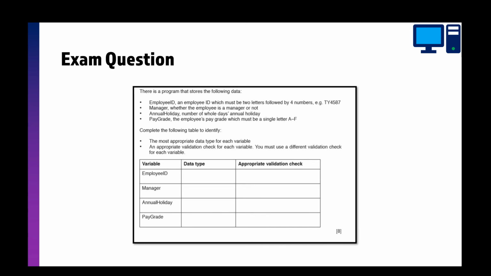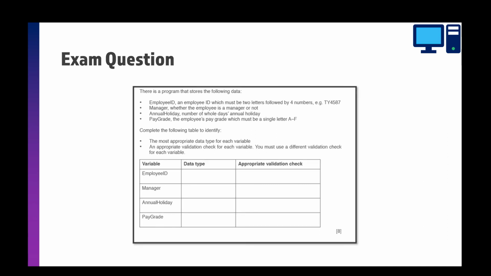So an example question you might have. This is for paper 2, remember. There is a program that stores data. We've got an employee ID, which is 2 letters followed by 4 numbers. Manager, whether the employee is a manager or not, so 2 options there. You've got annual holiday, number of whole days, and pay grade, which is the employee's pay grade, which must be a single letter A to F. For this table, you've got to fill in the correct data types, and then type in the correct validation checks that there may be. So pause the video, give it a go. It's 8 marks, this is a big question, and see if you get the right answers on the next page.